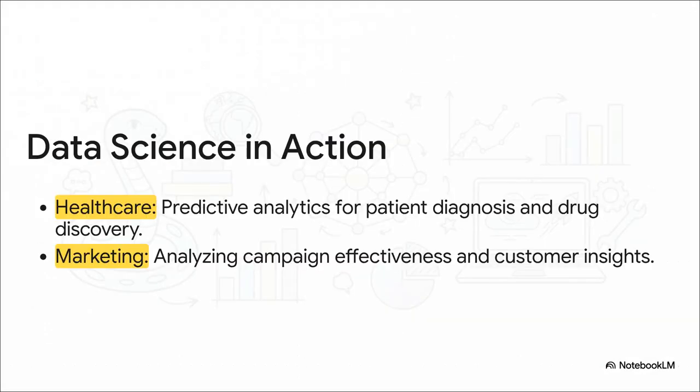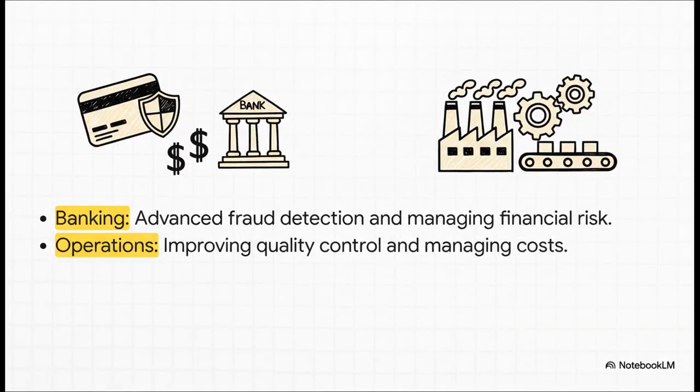In healthcare, it's being used to analyze patient data to predict the chance of a disease, sometimes way before symptoms even show up. And in marketing, it helps companies figure out if their expensive ad campaigns are actually working by looking at customer reactions and sales data. In banking, it's the engine behind those systems that can spot a fraudulent credit card transaction in less than a second. And in a factory, it can analyze production lines to find tiny little problems, which improves quality and makes the whole business way more efficient.